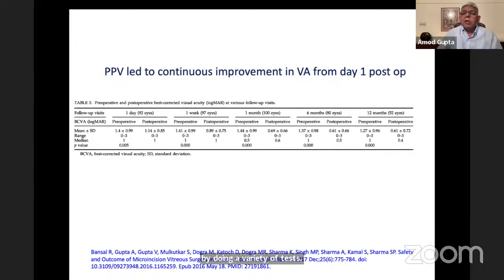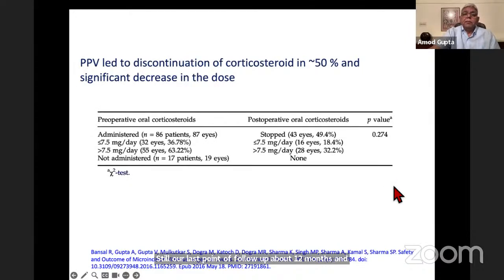Now, what struck us the most was, contrary to the popular belief that vitreous surgery may lead to deterioration in vision, here we found right from day one, when we compared the pre-op to the post-op visual acuity, invariably the visual acuity improved and continued to improve till our last point of follow-up, about 12 months, and there was a substantial, significant improvement in vision.